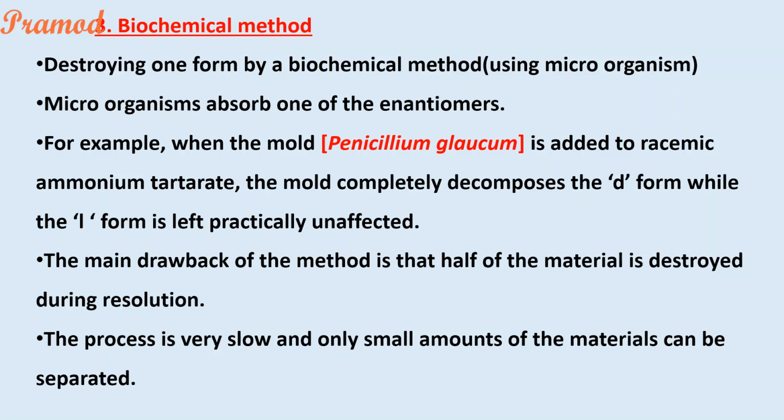So the biochemical method is a destructive method where one of your enantiomers is completely used up, and you use microorganisms for the separation. Example: Penicillium glaucum used for separation of ammonium tartrate from a racemic mixture, where the D isomer is completely used and the L isomer is left unaffected. This is how you can separate.